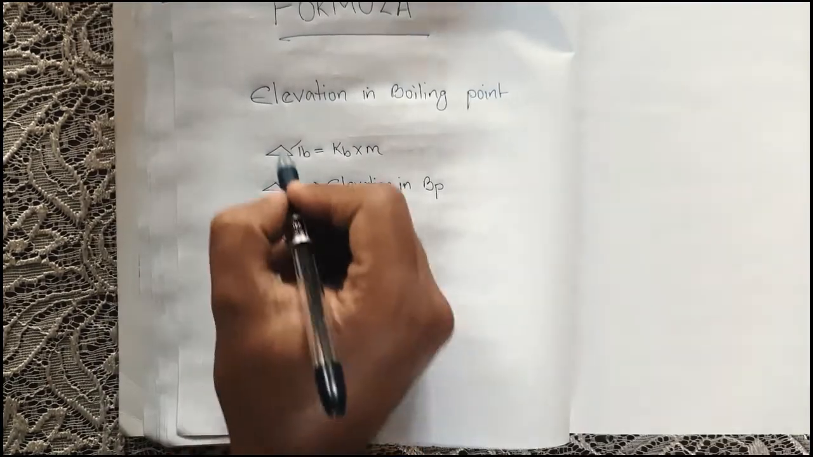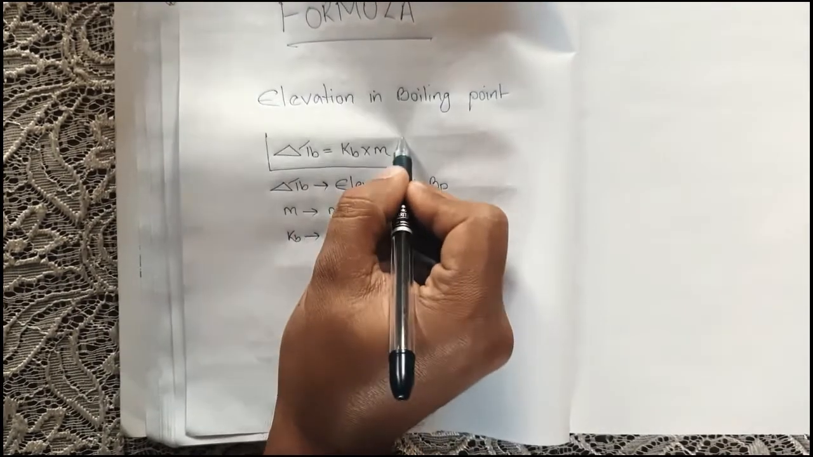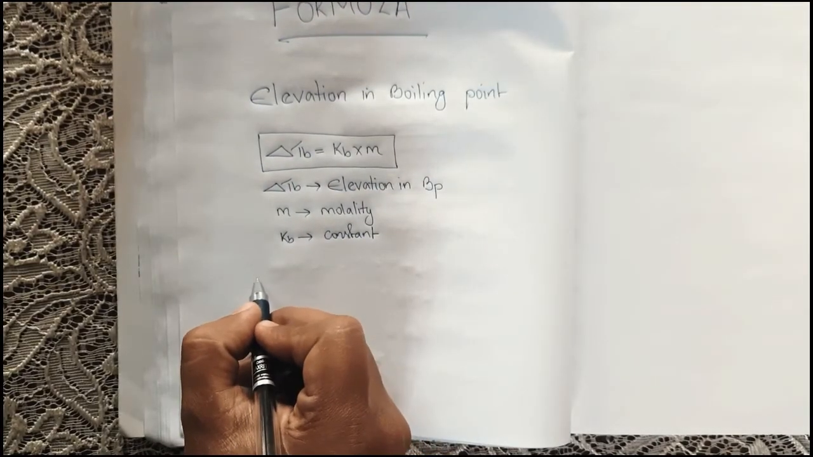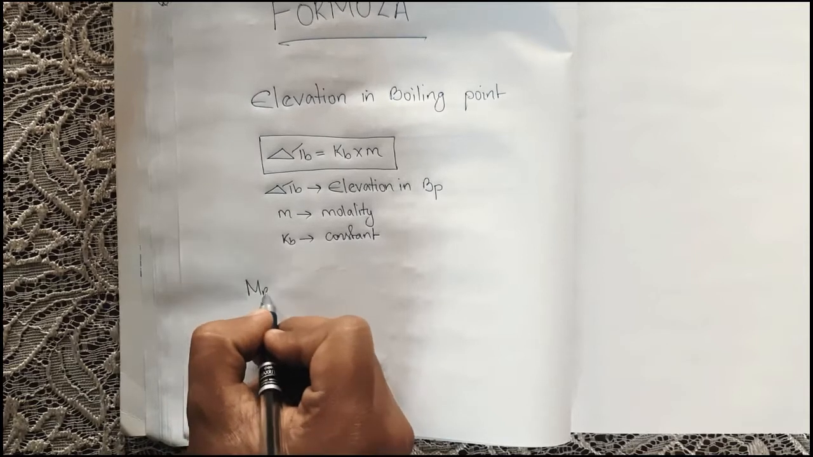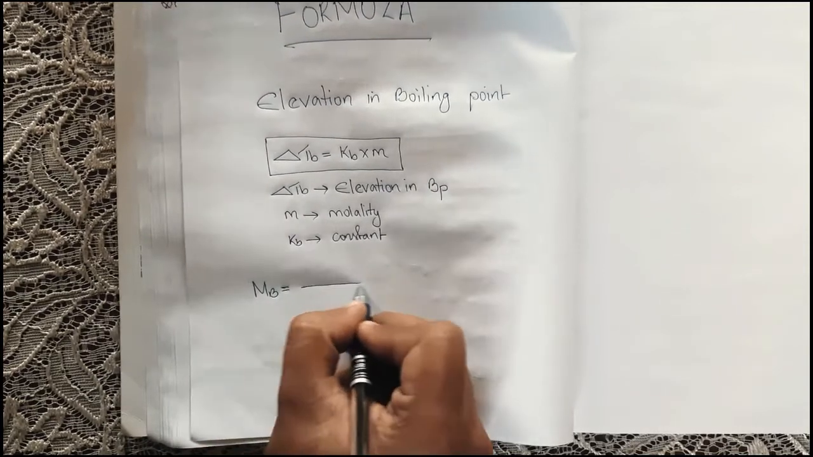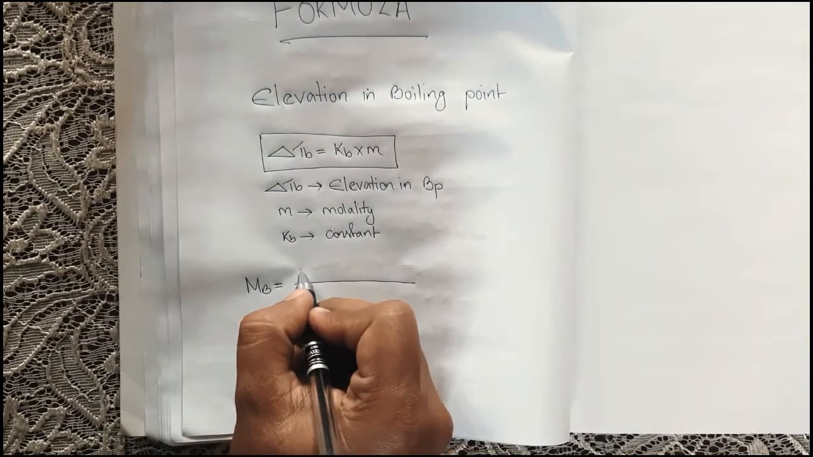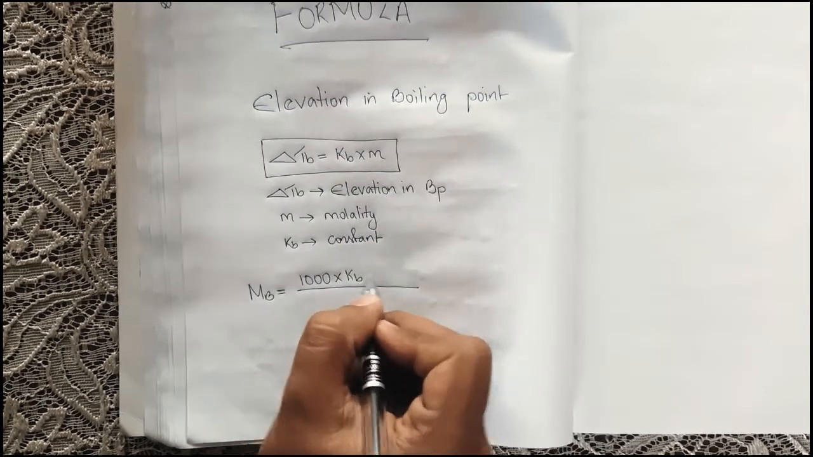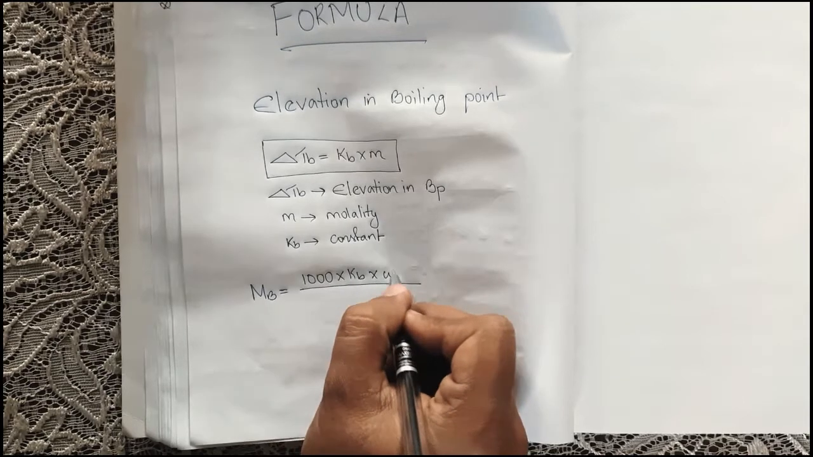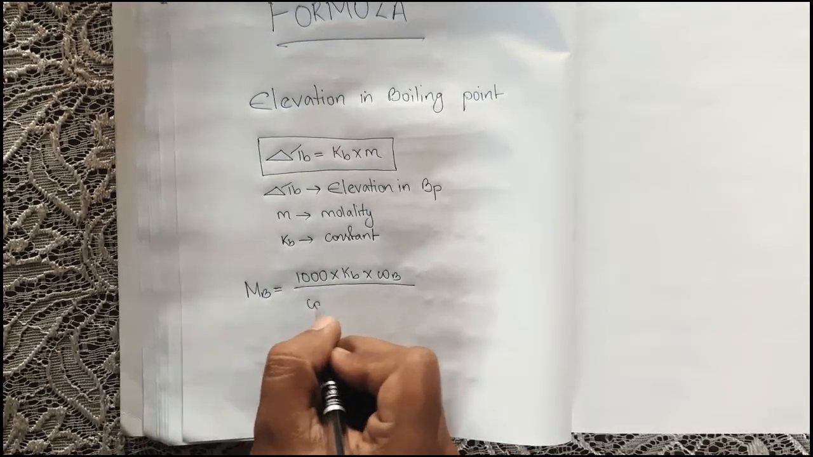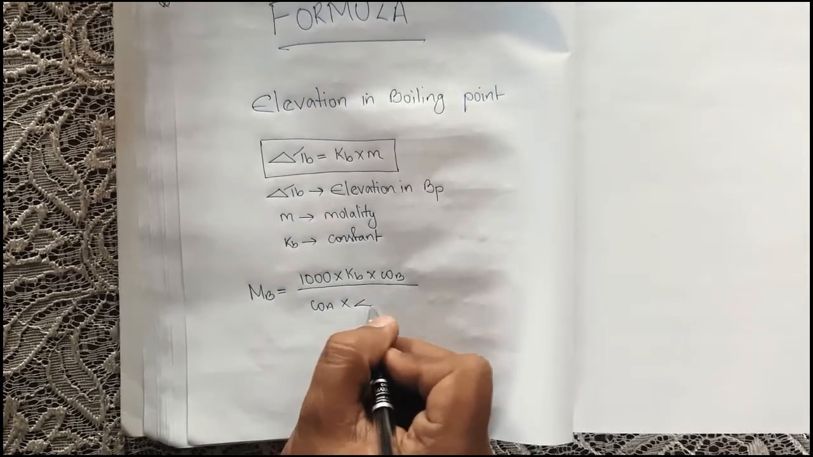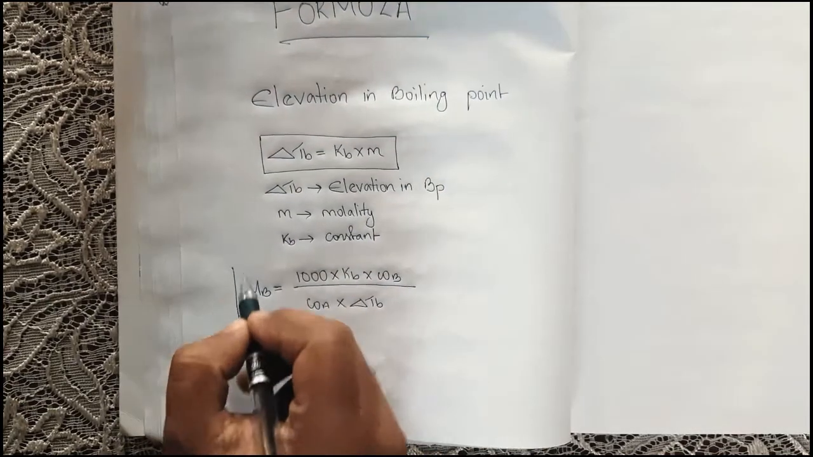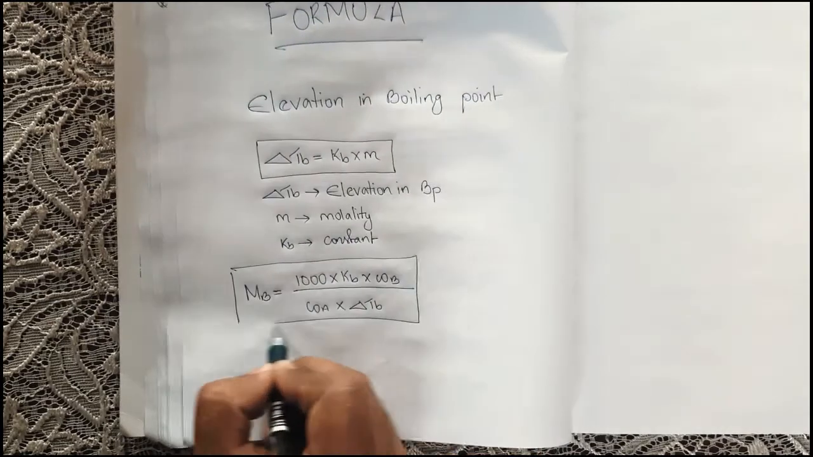And then the next formula, I'll just make it out here. And then the next formula we have is MB is equal to 1000 into KB into WB divided by WA into delta TB. So this is the next formula we have.